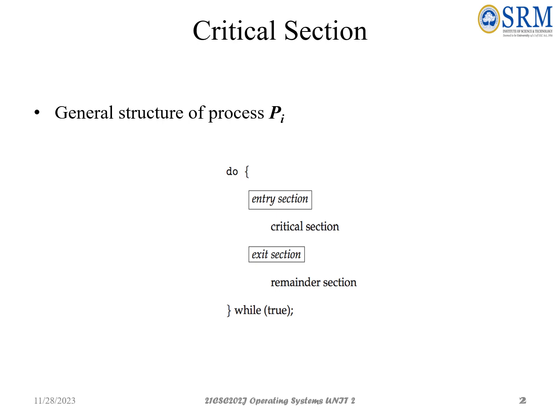This is the structure. Here I have a do and then the entry section. The process is requesting permission to enter its critical section. The permission request will be handled by the entry section. Once the permission is accepted, the process enters into the critical section. And then after the critical section, it moves to the exit section. And then we have a remainder section in the particular program. And then while of true.